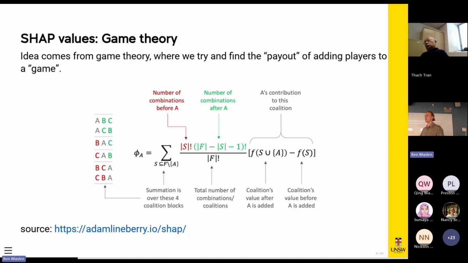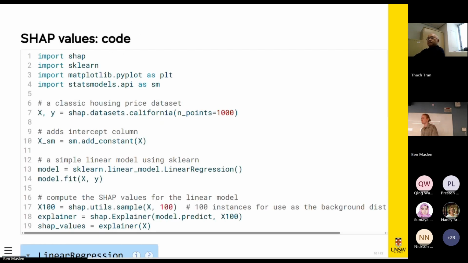We can extend this idea to a machine learning context, where we can find the value of having a predictor in our model by using conditional expectations and averaging out the effects of other features in our model using a background random sample of our data set. We will go into that with a direct example as well. This is a little bit to wrap your head around, so let's look at some code.